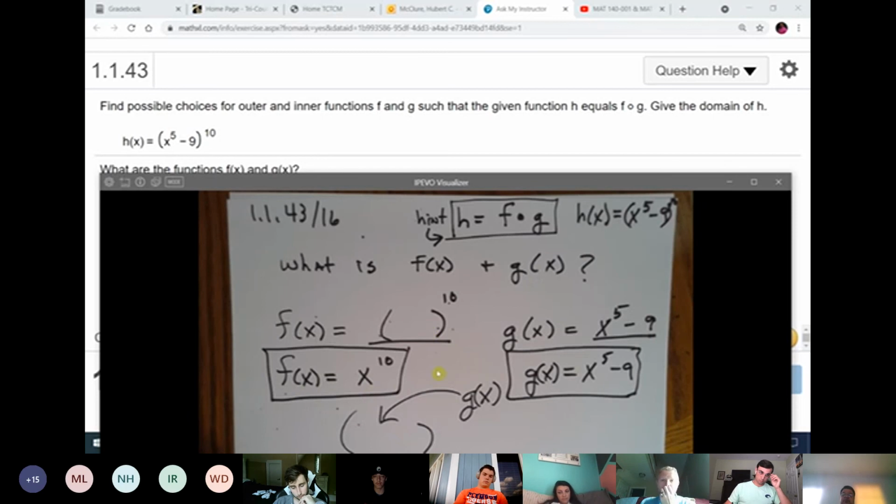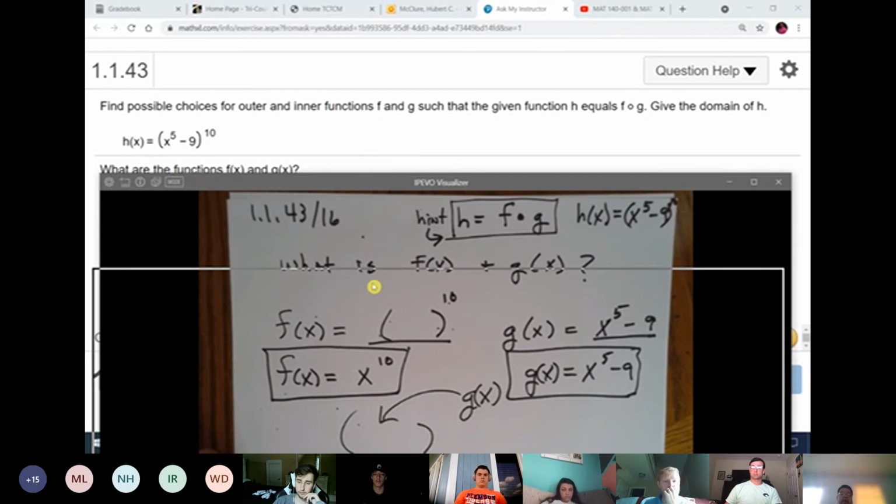And there's the answers. Now they also say something about the domain. Do I have any radicals or rationals here? Yes or no? I don't see a radical. Does anybody see a rational? I don't see a fraction. So what's the domain of this function? All real numbers.